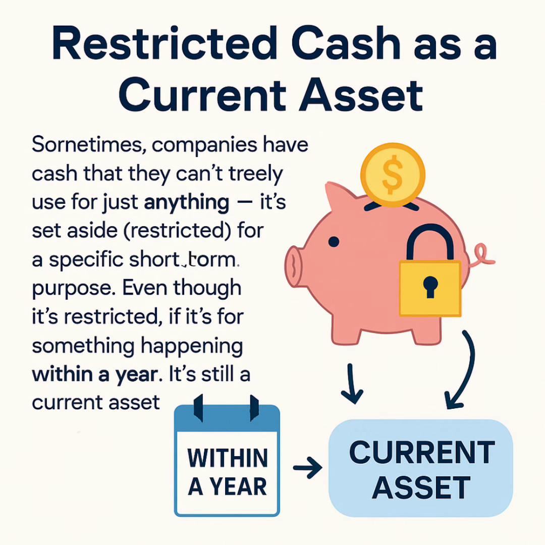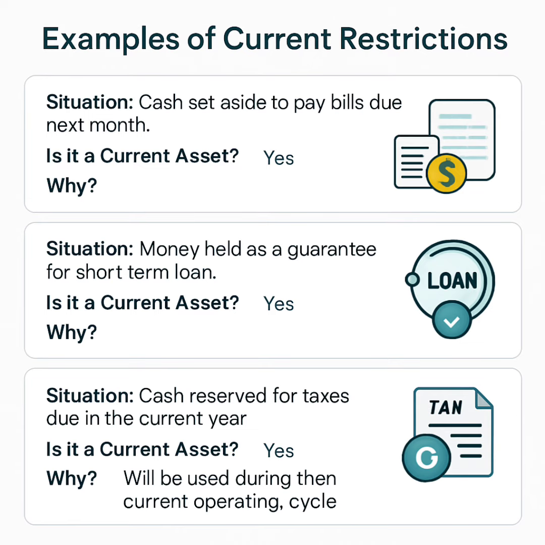Sometimes, companies have cash that they can't freely use for just anything. It's set aside, restricted for a specific short-term purpose. Even though it's restricted, if it's for something happening within a year, it's still a current asset. Examples of current restrictions: cash set aside to pay bills due next month, where payment will happen within 1 year.